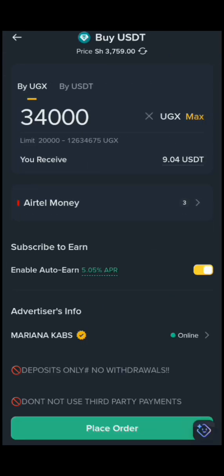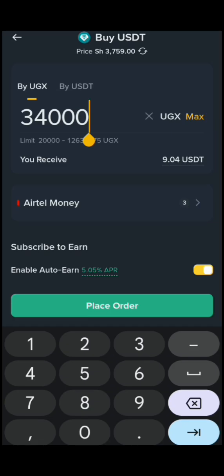Once you press on buy, you can see this one right here says deposit only, no withdrawals. Don't use third-party payments. Always make sure that you use that payment you registered on Binance with those right names you registered on Binance. Don't use third-party payments. You can see right here is the amount you're going to use to buy USDT. If you need to edit to add on more, you can do so.